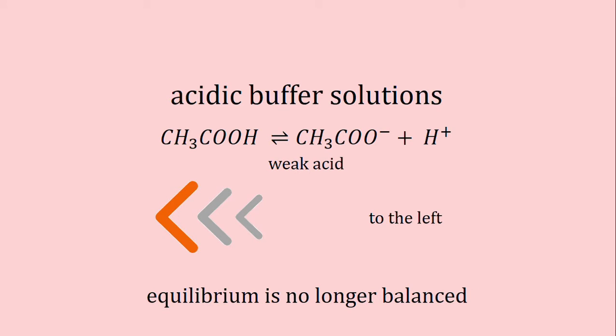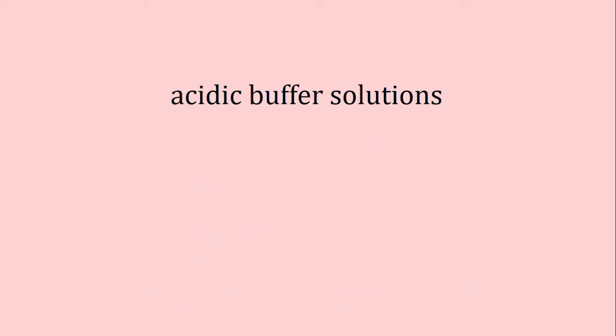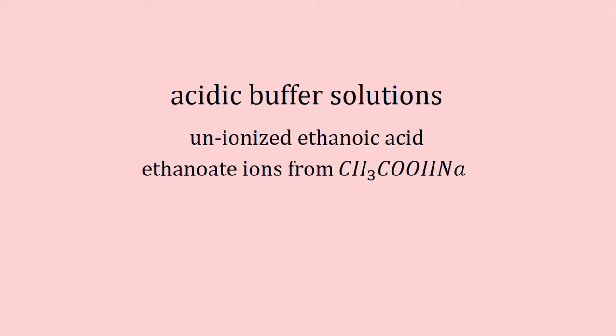This means that the equilibrium is not balanced. There would be more reactants than there are products, which we would have to rebalance in order to achieve equilibrium. So far, we have unionized ethanoic acid, ethanoate ions from the sodium ethanoate, and enough hydrogen ions to make the solution acidic.